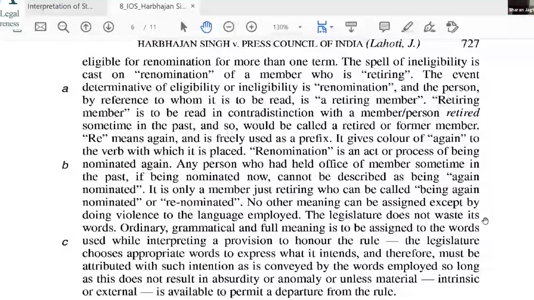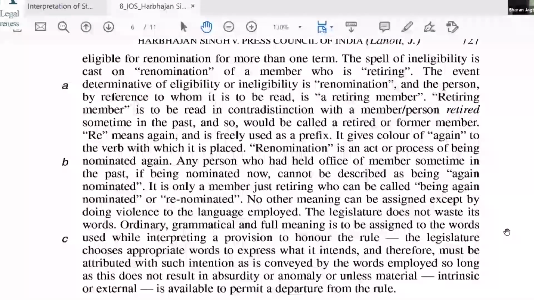Retiring member is to be read in contradistinction with a person who retired sometime in the past, and so would be called a retired or former member. Re means again and is freely used as a prefix. It gives color of again to the verb.